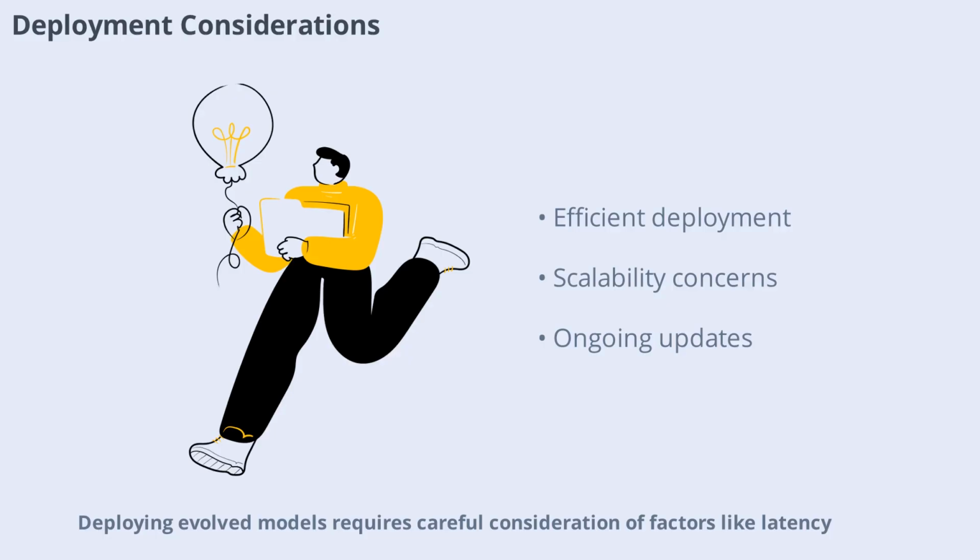Deploying evolved models requires careful consideration of factors like latency, scalability, and resource constraints. Techniques such as model compression, pruning, and quantization help ensure that models run efficiently in production environments. Monitoring and updating deployed models is also crucial for maintaining performance over time.